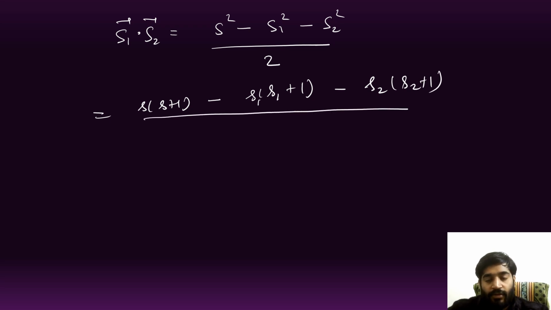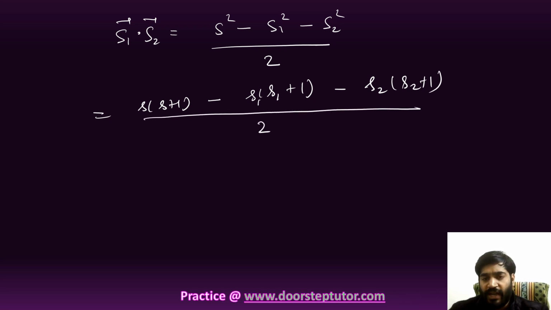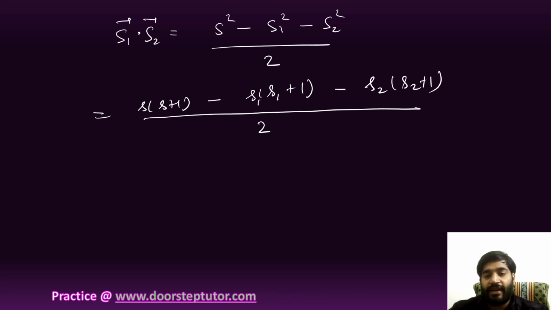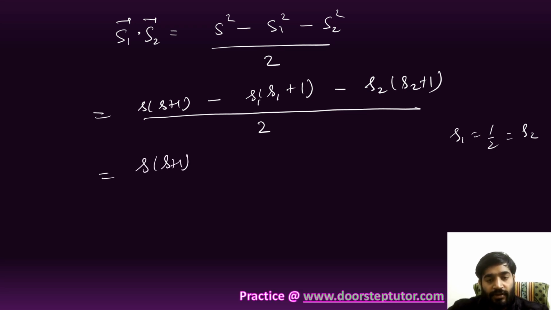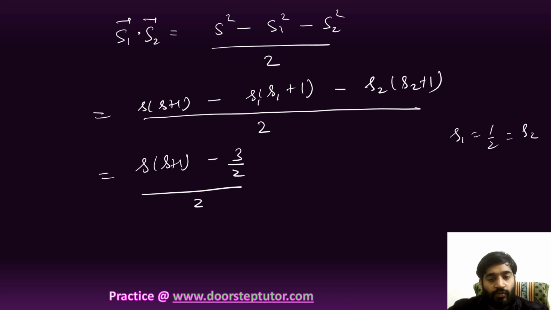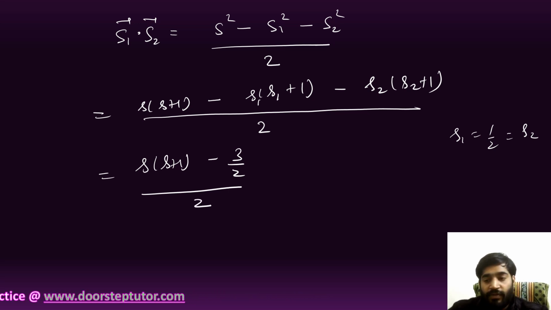Clear? Now for S1 and S2, this is talking about one electron each. So S1 is going to be 1 by 2, same S2. If you put S1 as 1 by 2 and S2 as 1 by 2, it's 1 by 2 times 1 by 2 plus 1, so it's 3 by 4. Same 3 by 4. 3 by 4 plus 3 by 4 is 3 by 2. So it's S into S plus 1 minus 3 by 2, over 2. Clear? Now why don't we put the value of S? Because the value of S is either 0 or 1, because there are two electrons. So this is S1 vector dot S2 vector.